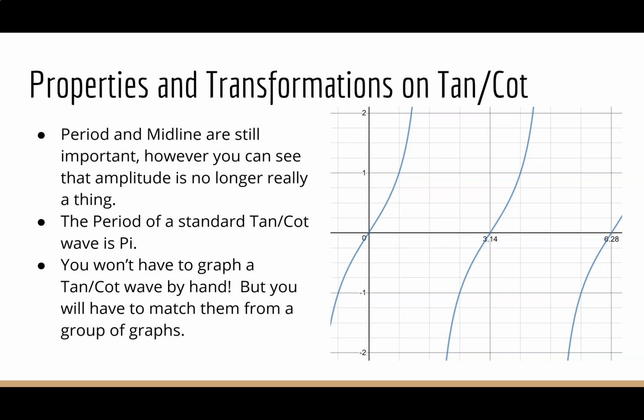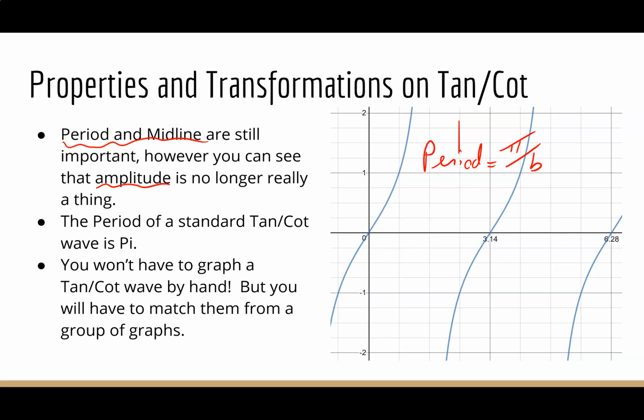So the properties. So like I said, period and midline are still important, but you can see there is really no amplitude anymore. Also, the period of a standard tangent cotangent wave is pi. So the period for a tangent cotangent would be pi over b rather than 2 pi over b. So it's 2 pi over b for all the other functions. It's pi over b for tangent. And you won't have to worry about graphing these by hand. You'll just have to be able to match them up.